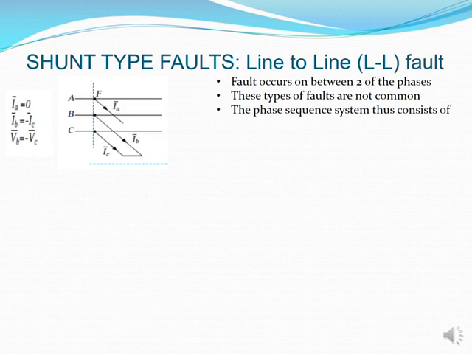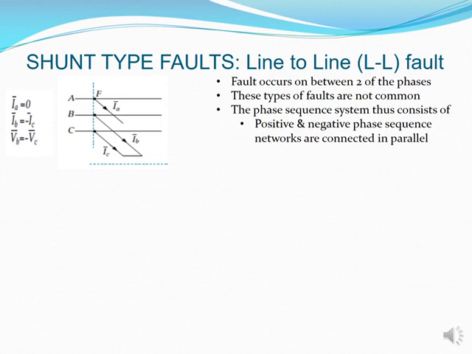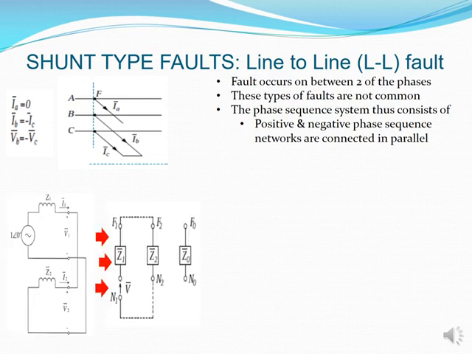So on this one, we're looking at a line-to-line type of fault, which is happening between two phases. Normally, when you have a flashover in your system, you have that. So your phase sequence will consist of only a positive and a negative phase sequence, not a zero phase sequence, because there is no earth or ground involved in this type of fault.